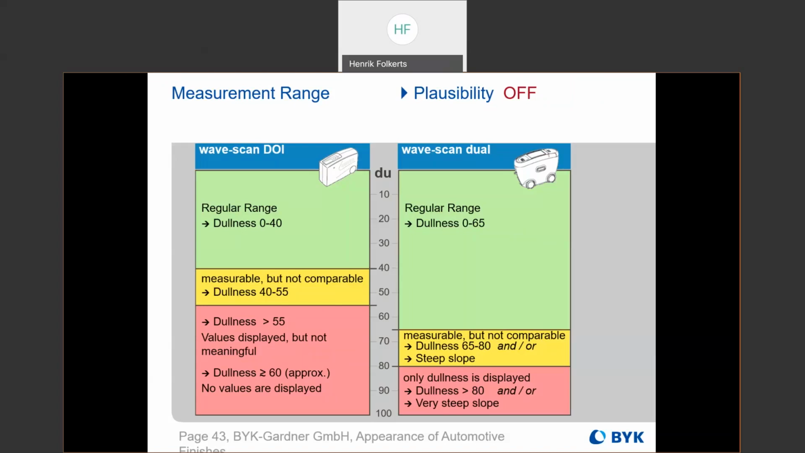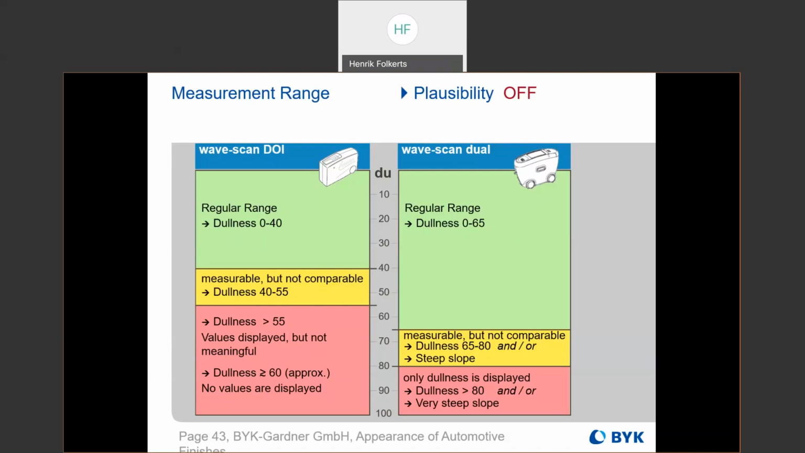So if you are having issues where you're trying to measure a primer or something and it's giving you a failed message, try turning plausibility off and it might give you readings then. But just know those aren't going to be perfect readings, and you only want to compare other similar surfaces in that range.